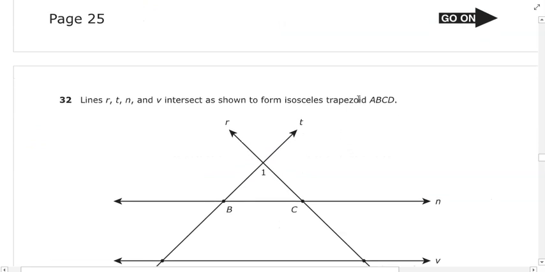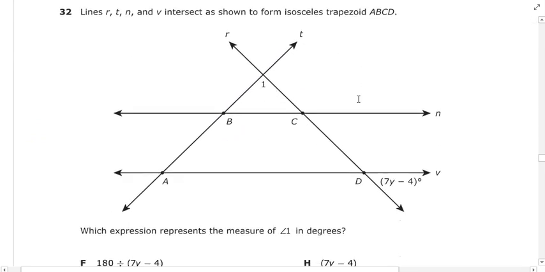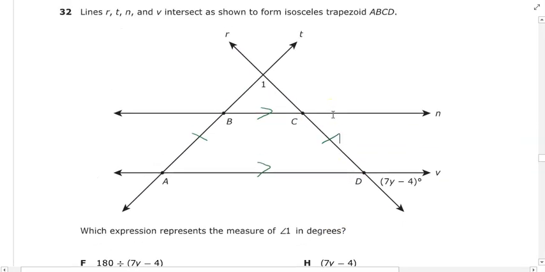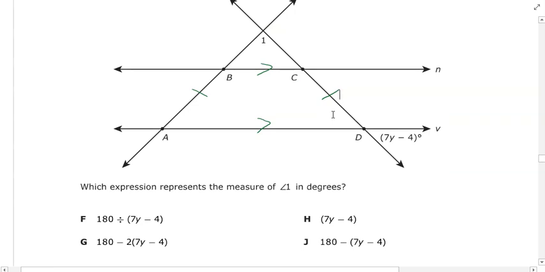On 32. Lines RT and V intersect as shown to form an isosceles trapezoid. So A, B, C, D. A trapezoid means that one pair of opposite sides are parallel. Isosceles means two legs are congruent. Which expression represents the measure of angle 1 in degrees? Interesting. So how do we figure out angle 1? I see there is one angle over here that is represented. It is vertical with this one.